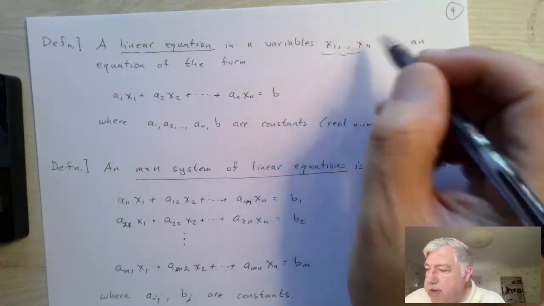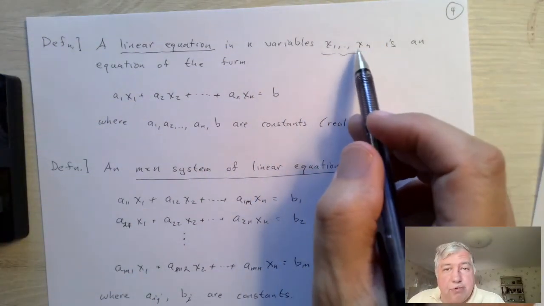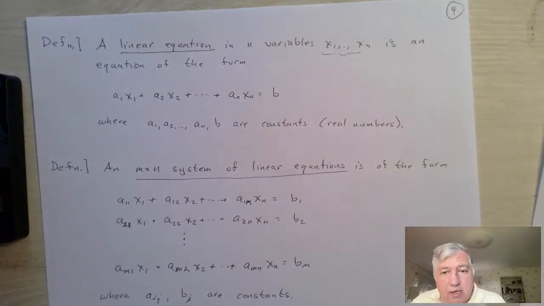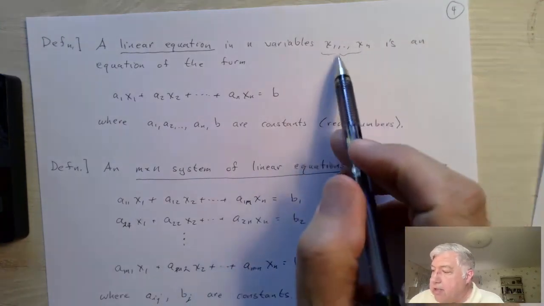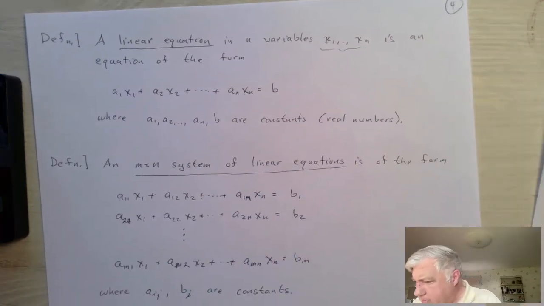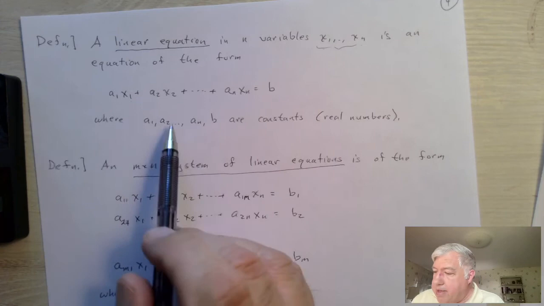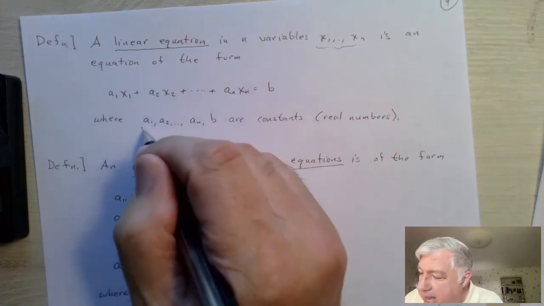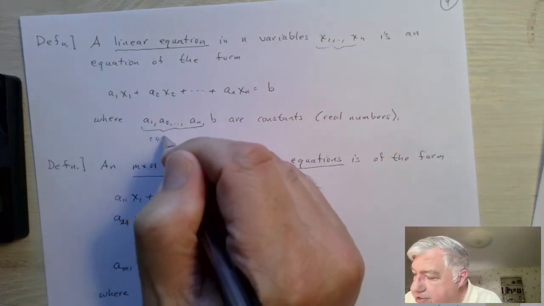We use this a lot of times instead of x, y, z, because a lot of times we don't know what n is. n might be a very large number, and there just aren't enough letters of the alphabet to use, right? So we'll just use these variables with subscripts. And again, these are the constants. These a's are called the coefficients.